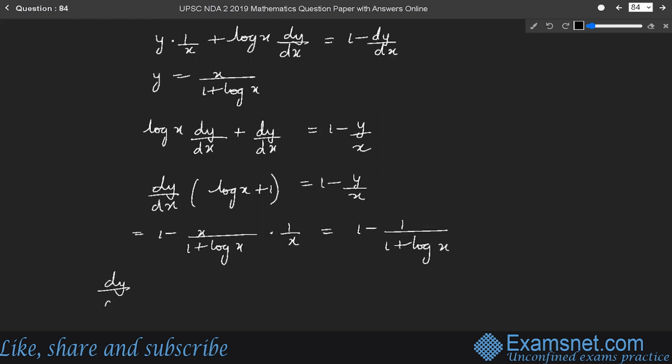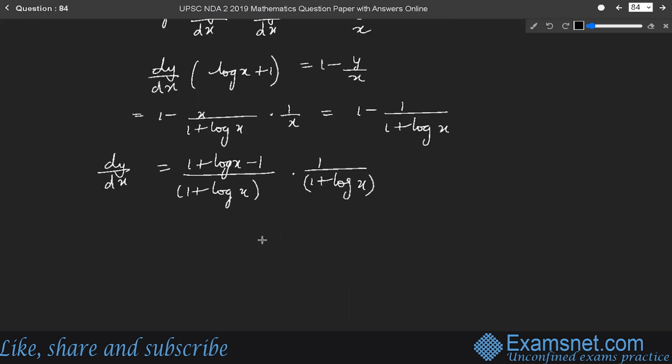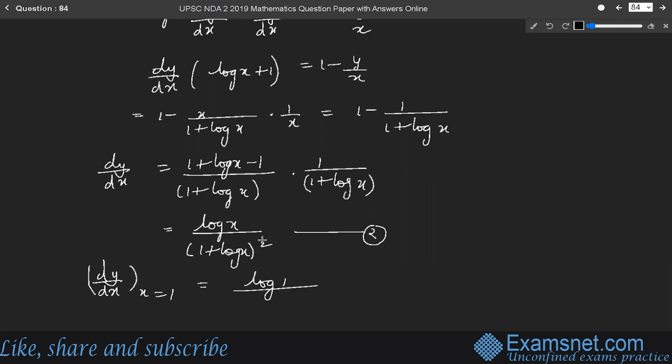So, dy by dx will be equal to 1 plus log x minus 1 divided by 1 plus log x into 1 upon 1 plus log x. So, this will be equal to log x divided by 1 plus log x whole square. Let this be equation number 2. Therefore, we can say that dy by dx at x equal to 1 will be equal to log 1 divided by 1 plus log 1 whole square.